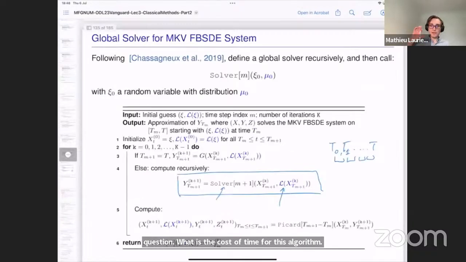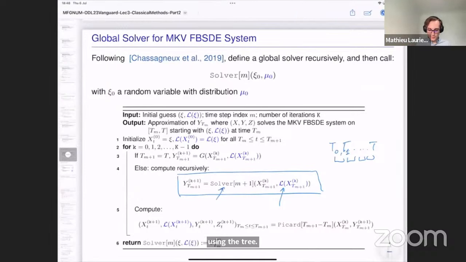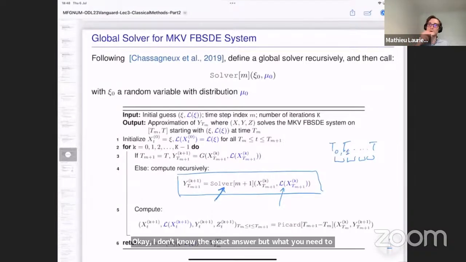So there is the algorithm here, and then there is the implementation using the tree. Here, I think it should be possible to compute it. I don't know the exact answer, but what you need to be careful about if you want to estimate the complexity is that this is a recursive algorithm. So when you are at time 0, you are going to call the solver for the next time step, which is going to call the solver for the following time step, etc.